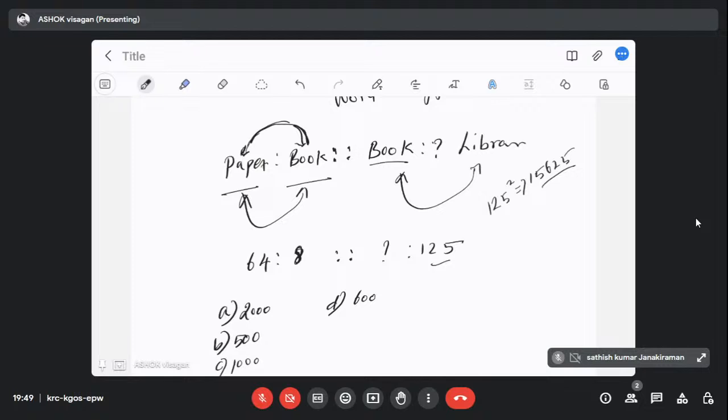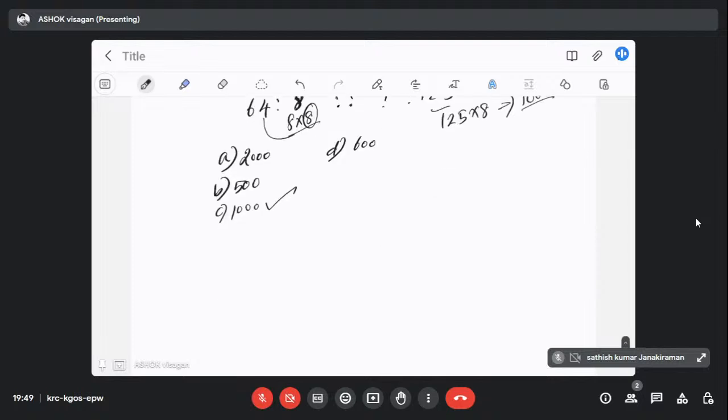So here, you can think in a different way. 8 into 8 is 64. The number is multiplied with 8 and it gives 64. So 125 into 8, check it. It can be this also. 125 into 8 is nothing but 1000. So 1000 is available, hence option C is correct. You have to think carefully and solve it properly.